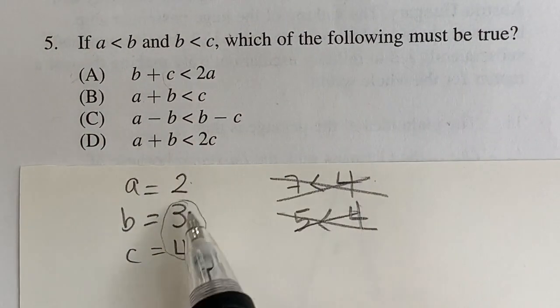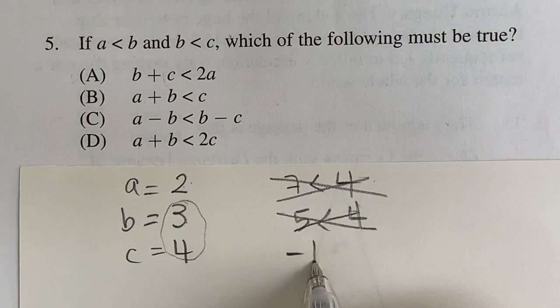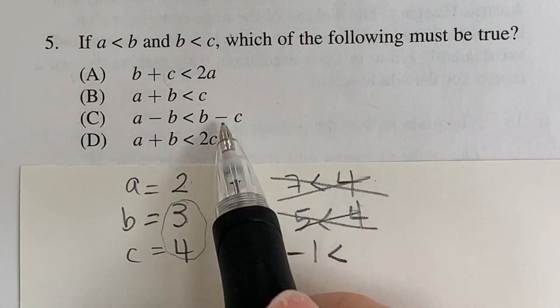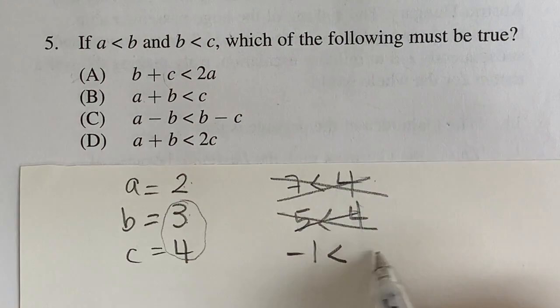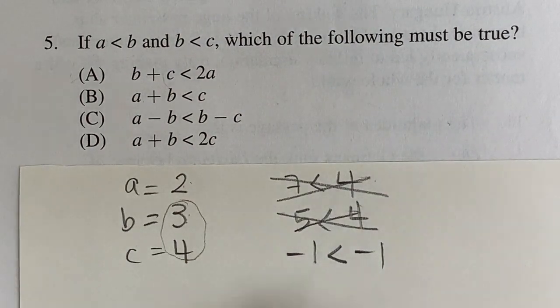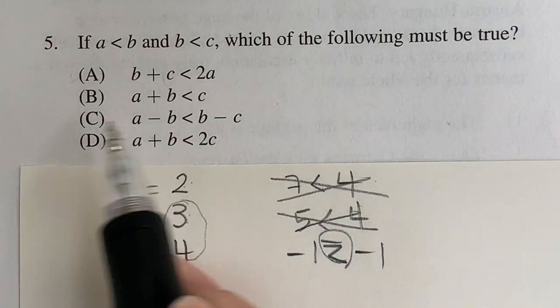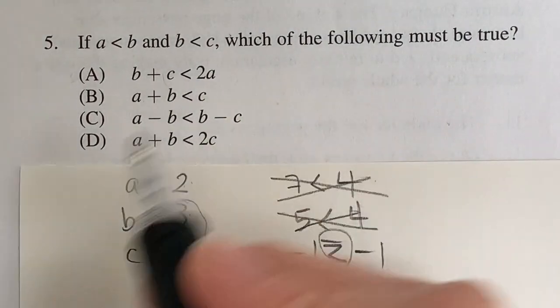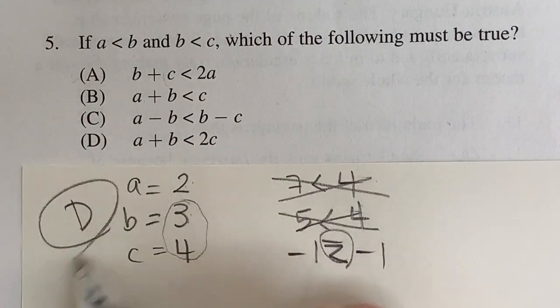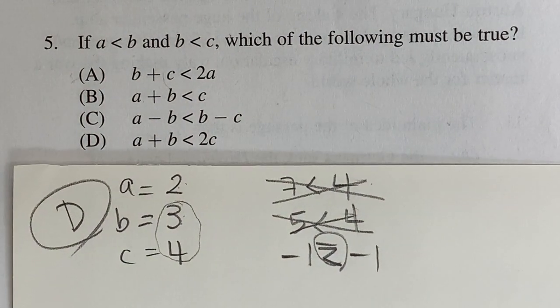A minus B, so 2 minus 3 is minus 1, is less than B minus C. So 3 minus 4 is minus 1. It is not greater. It's actually equal, right? So negative 1 is equal to negative 1. So C is not the answer as well. So I only have D left. It seems like D is the answer, but let's check it.